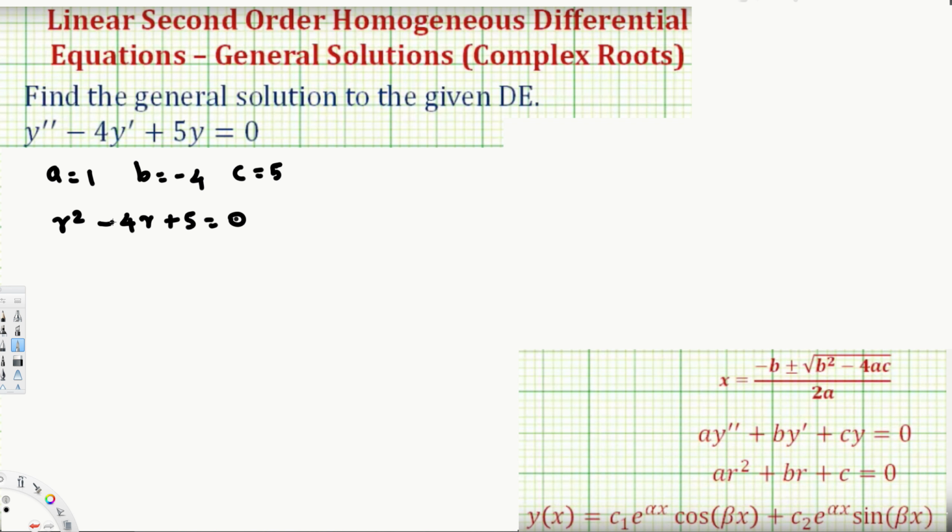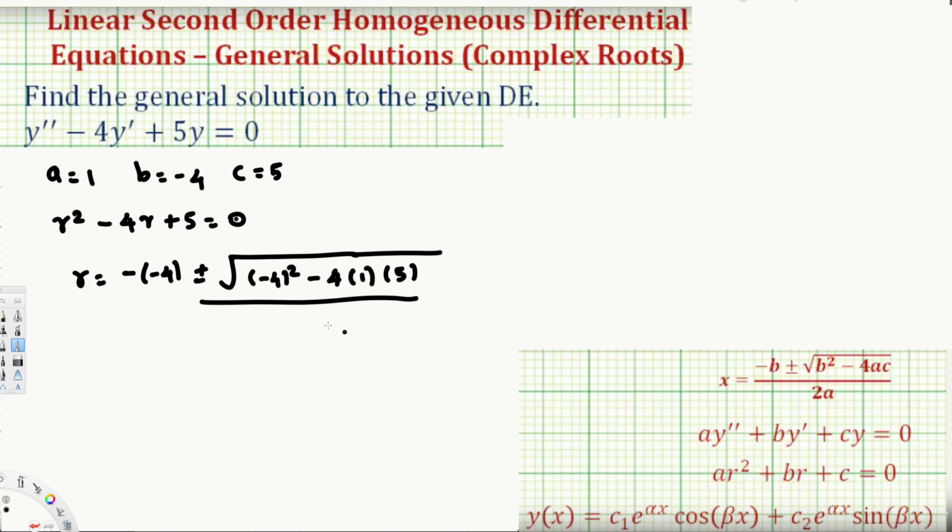And when we have difficulty in factoring something, we use this equation. Here we have x is equal to -b plus or minus square root of b squared minus 4ac, divided by 2a. Since we are trying to find r, r is going to be equal to -b, and in our case b is -4, so this is going to be -4 plus or minus square root of b squared, that's going to be -4 squared, minus 4 times a is 1 and c is 5, and in the denominator we have 2a, so this is going to be 2 times 1, and let's simplify this one.